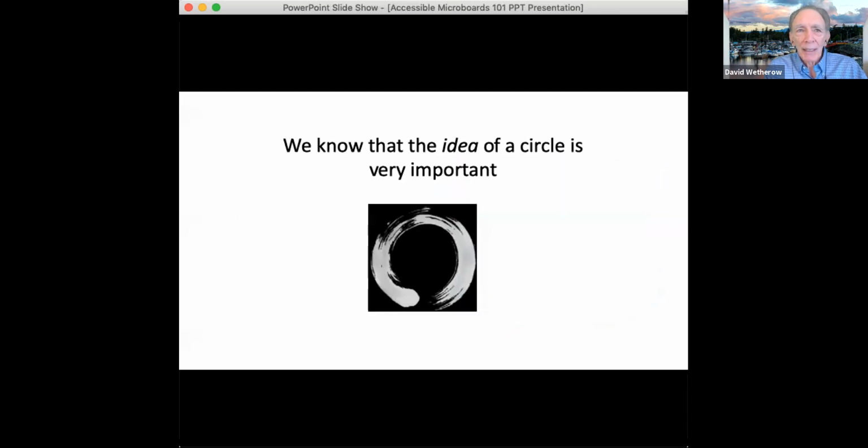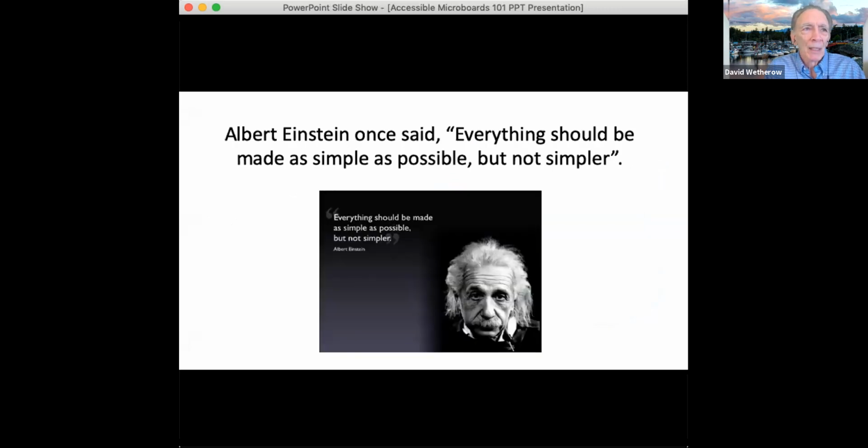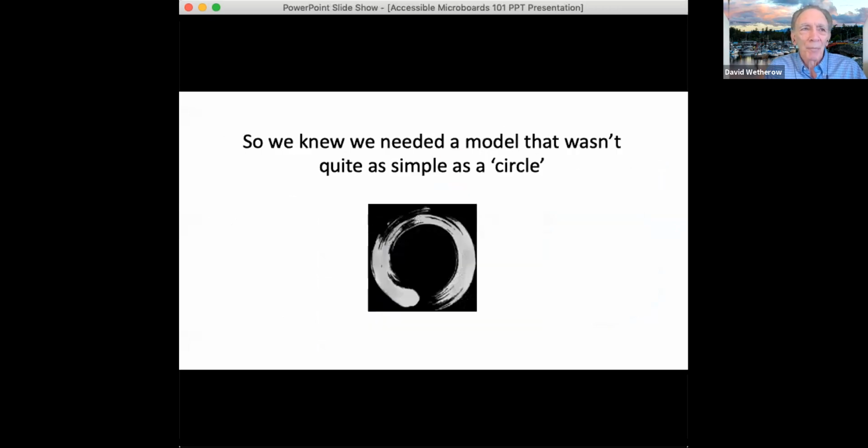We know that the idea of a circle is really important, but the image of a circle doesn't give us very much information about how to do the work. Albert Einstein once said, everything should be made as simple as possible, but not simpler. So we knew we needed a model that wasn't quite as simple as a circle.